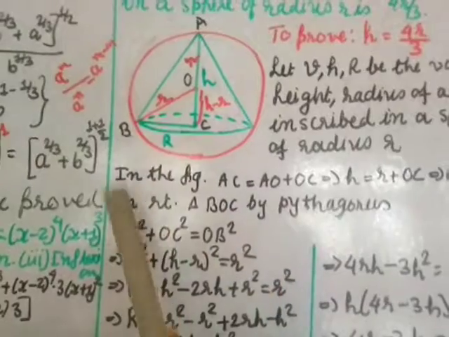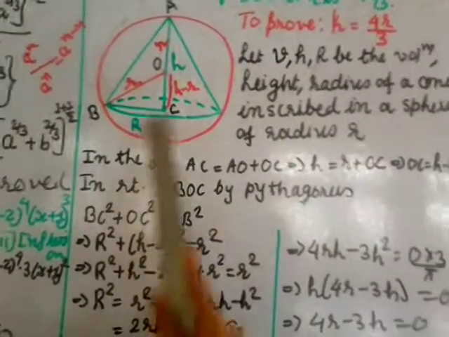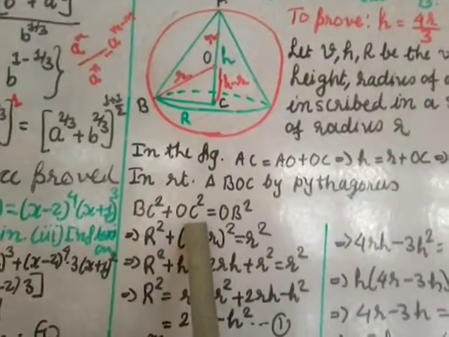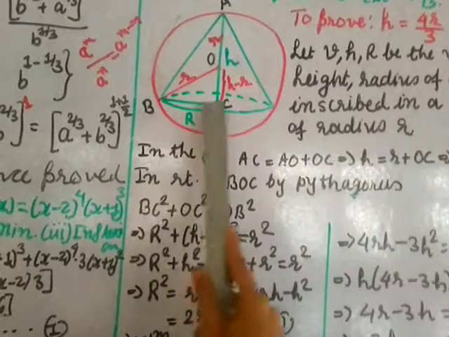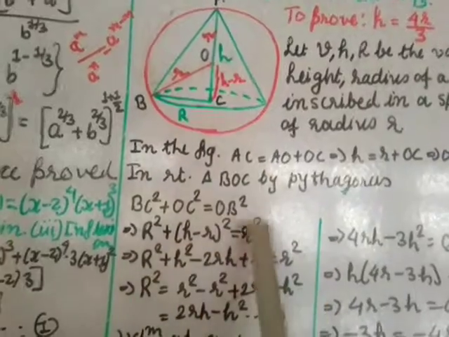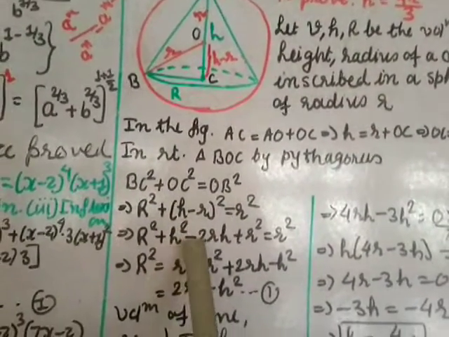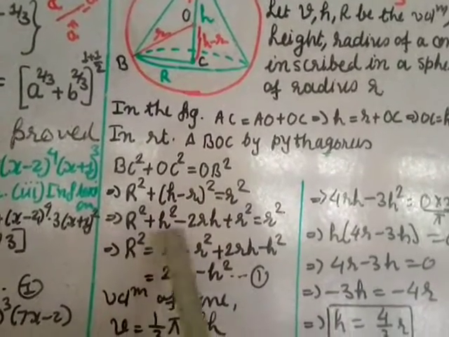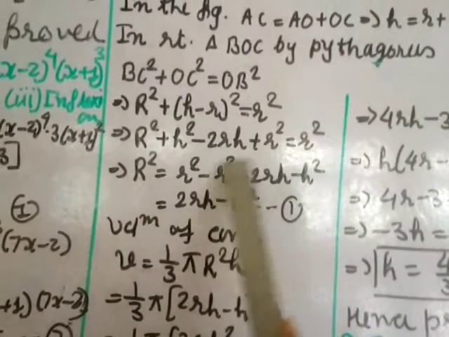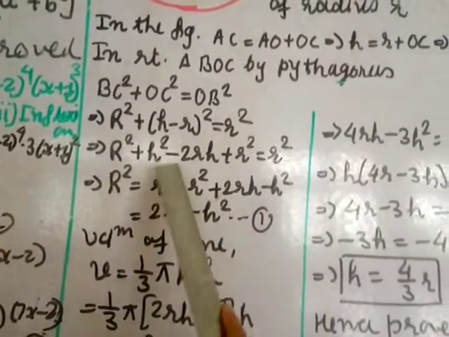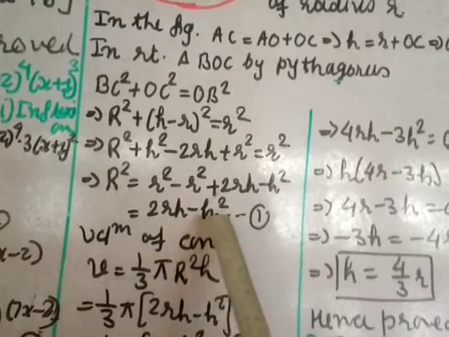Now take this triangle BOC. In right triangle BOC we can apply Pythagoras. OB square equal to BC square plus OC square. BC is capital R square, OC is h minus r whole square, and OB is r square. I'll expand this: h square minus 2rh plus r square, a minus b whole square expanding, and r square I'll keep here, and all these three terms I'll transfer over here. So when you transfer, what you get is r square, then this becomes minus r square, minus 2rh becomes plus 2rh, plus h square becomes minus h square. R square cuts, so you get 2rh minus h square remains.